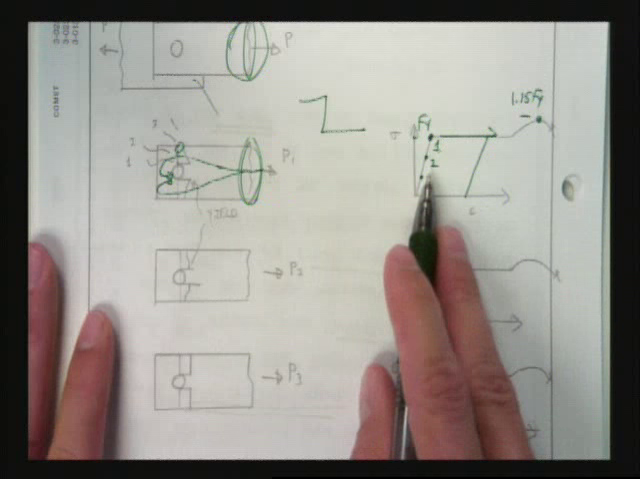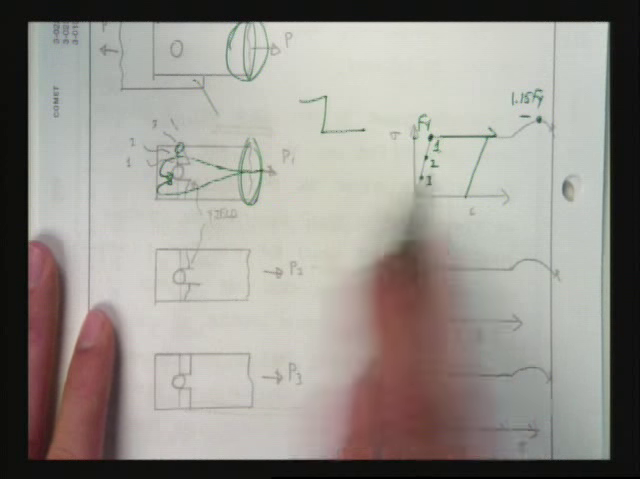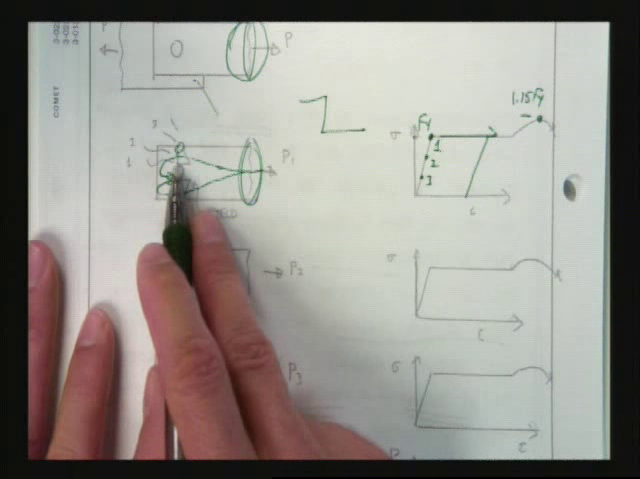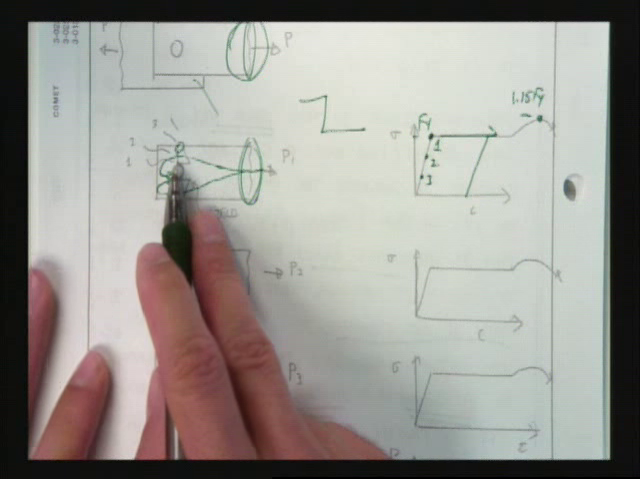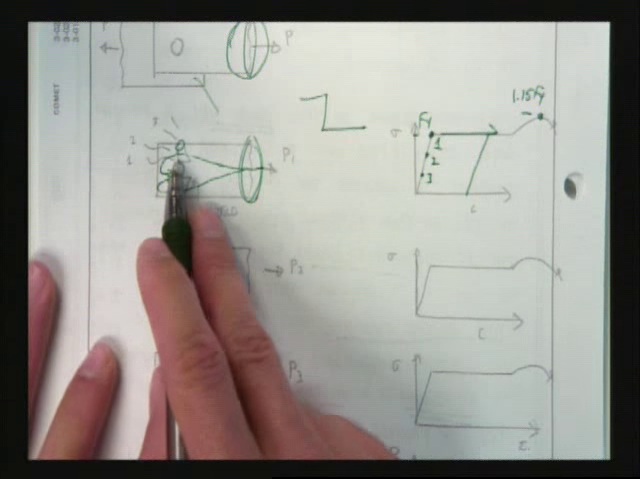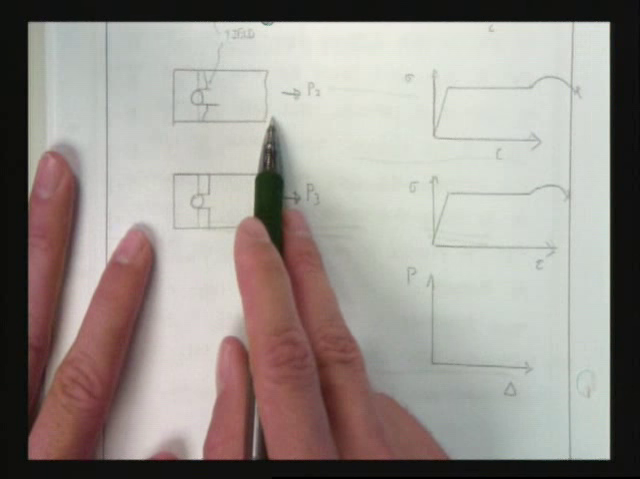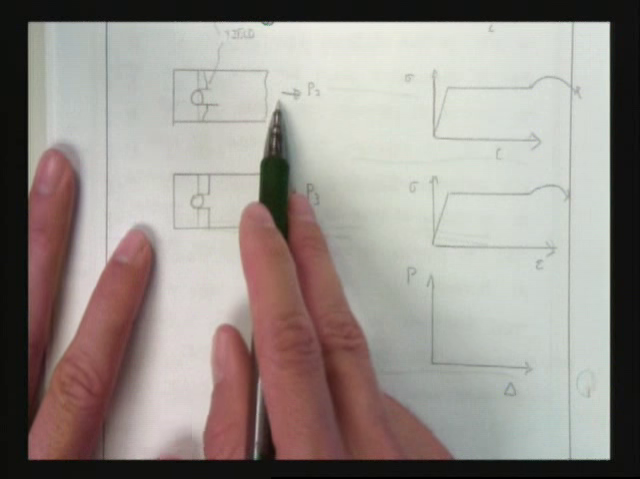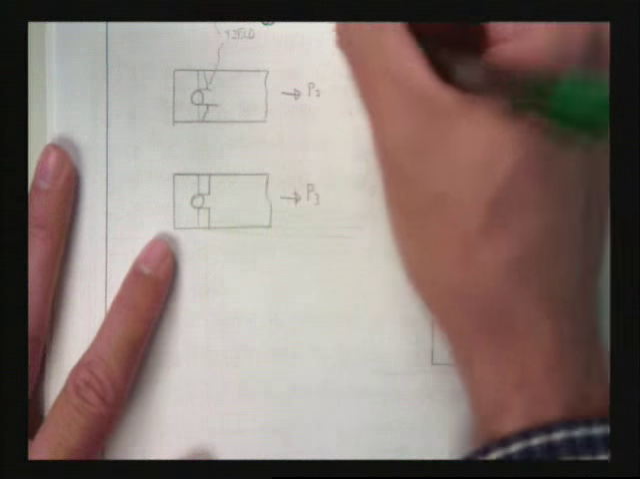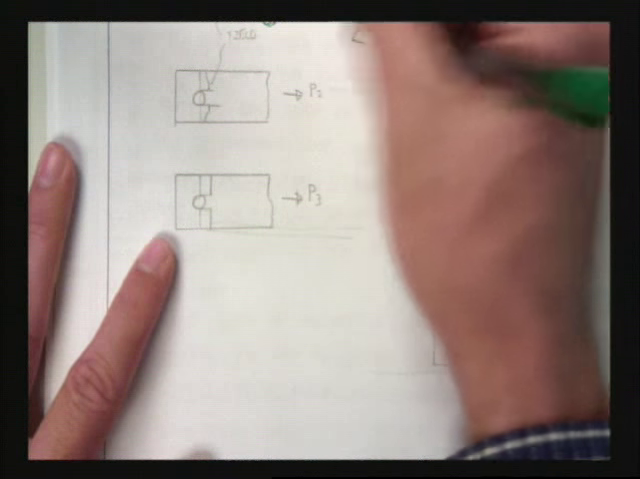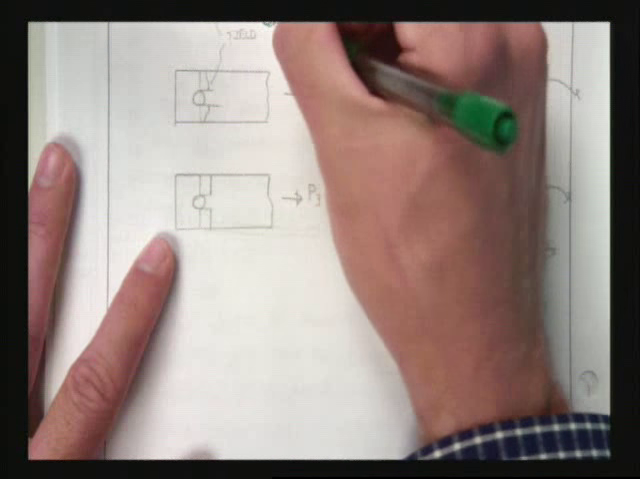Structure's not a failure, is it? It's yielded, but it didn't die, did it? Are you scared of it? You better not be. We use this stuff all the time. Okay? So we increase the load. P2 is higher than P1. I'm going to write P3 is greater than P2 is greater than P1, okay?